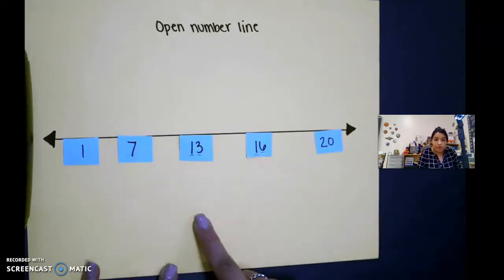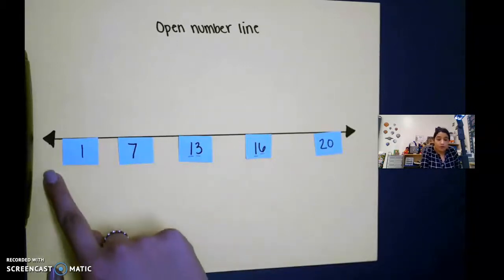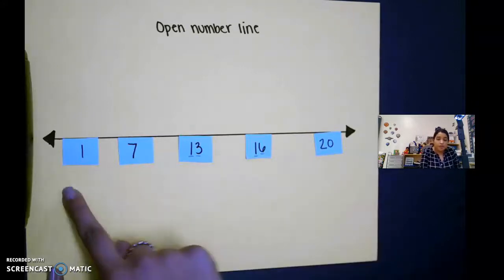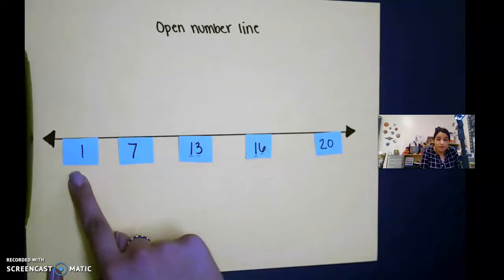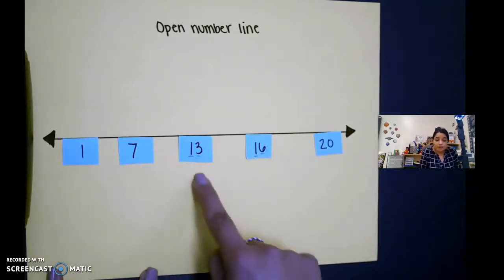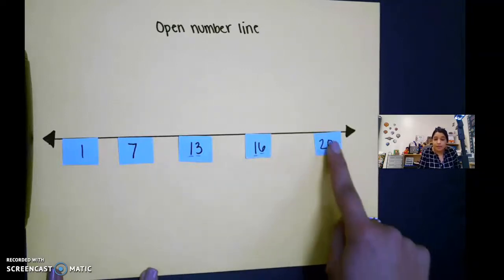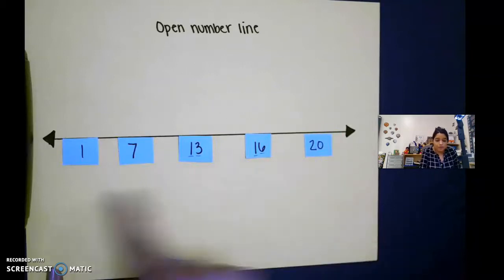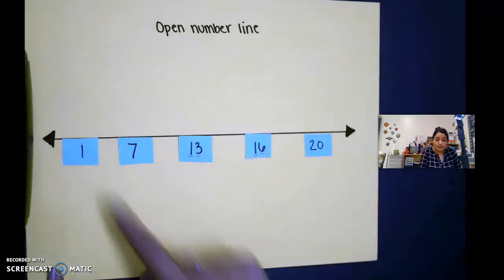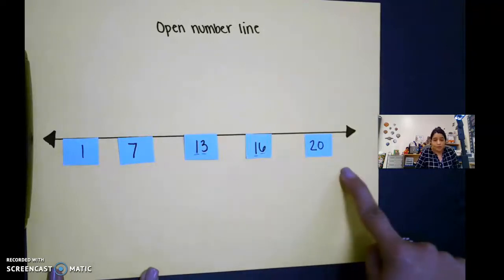So let's go ahead and check to see if we're going from smallest to biggest, left to right, smallest number to biggest number. So we have 1, smallest number, 7, yes, 13, 16, and 20. So we did this one correctly. So we have our smallest number, and then it gets bigger and bigger and bigger as we go to the right.